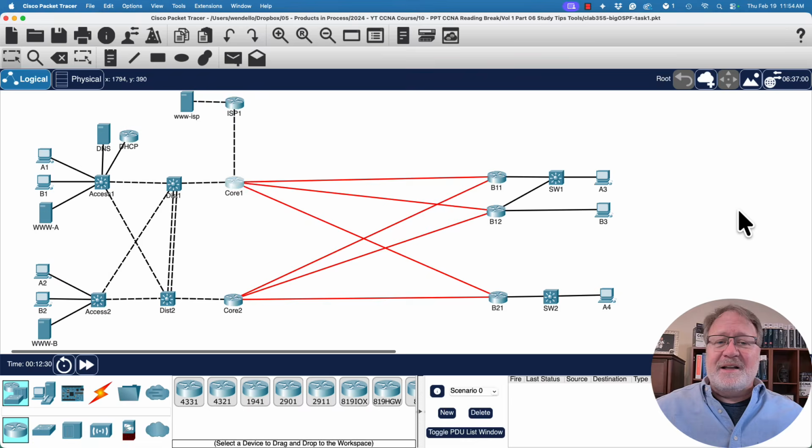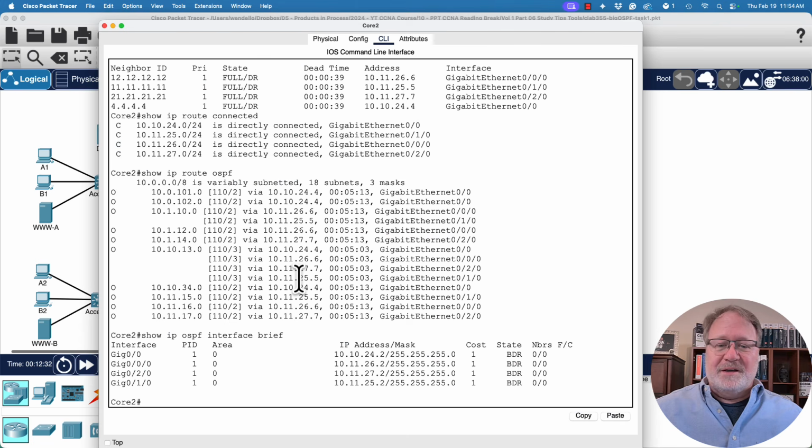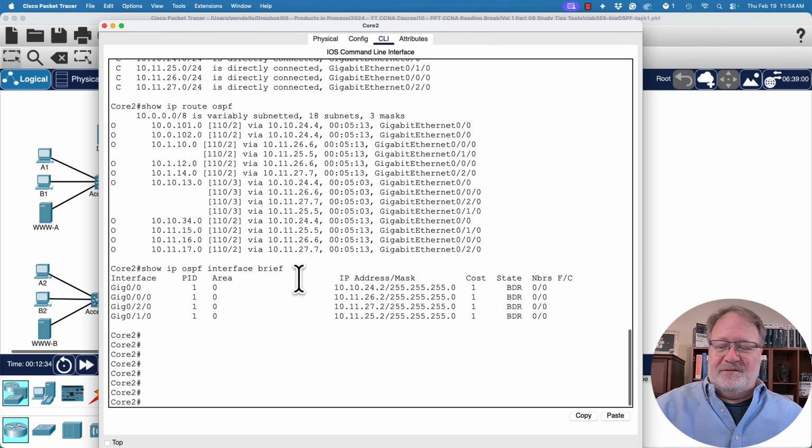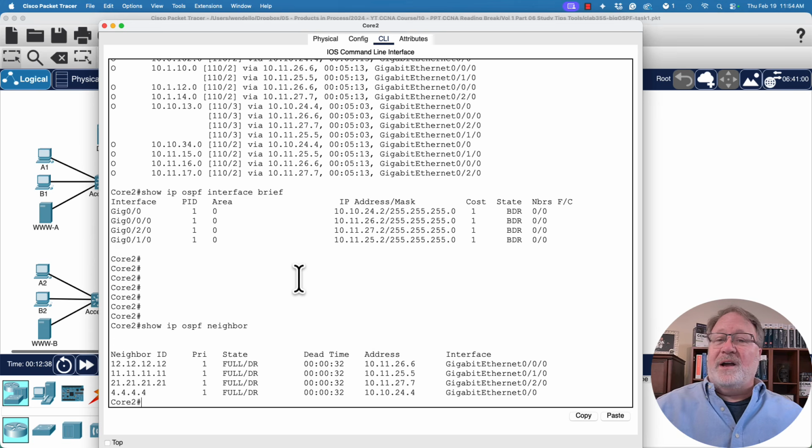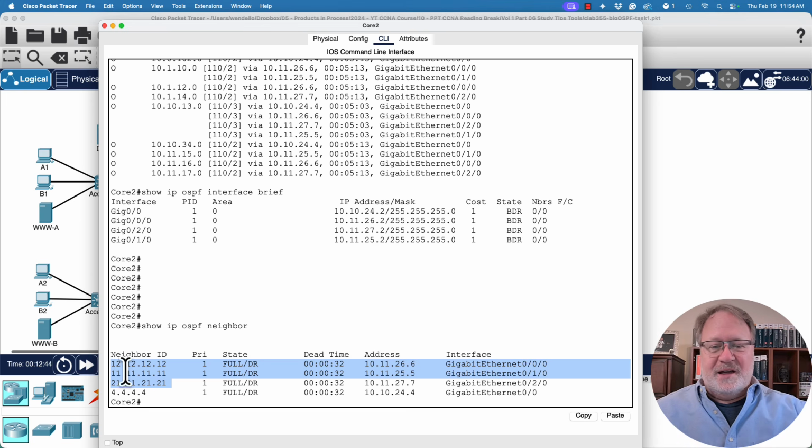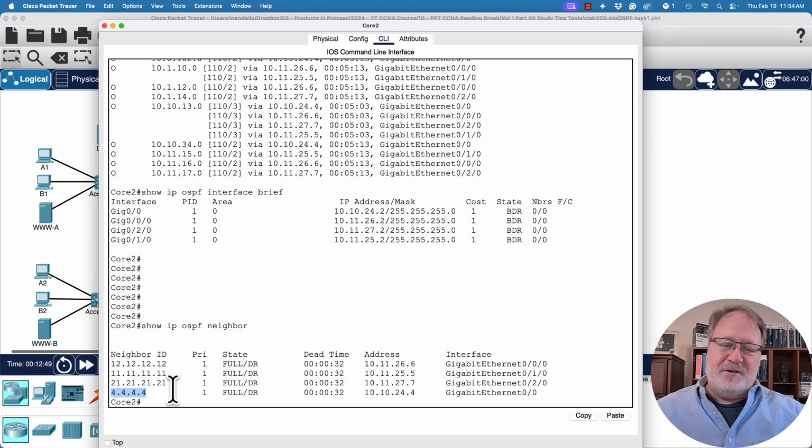Now, continuing on that theme, I'm going to look over at Core 2 and do the same kind of commands. As you can see, I've done those before we started recording. So we should see 4 neighbors. The 3 branch office routers are neighbors because Core 2 also has a WAN link to each of those. And Core 2 is a neighbor with dist 2, whose router ID is 4.4.4.4.